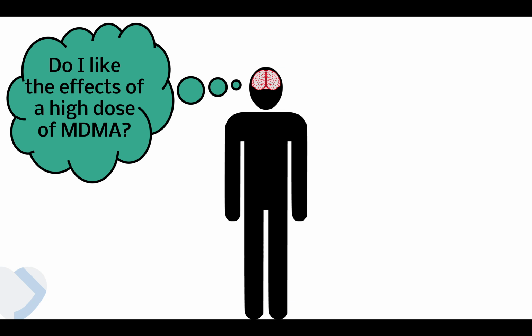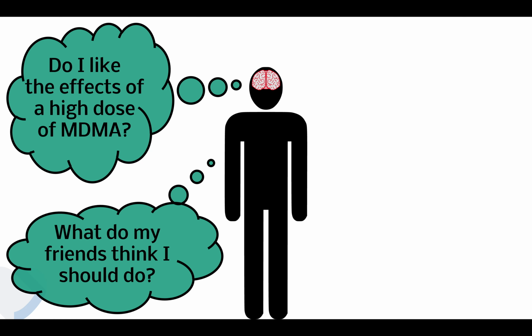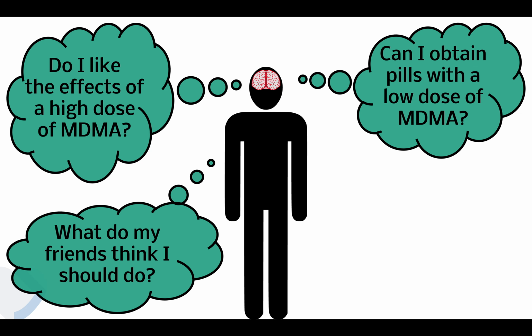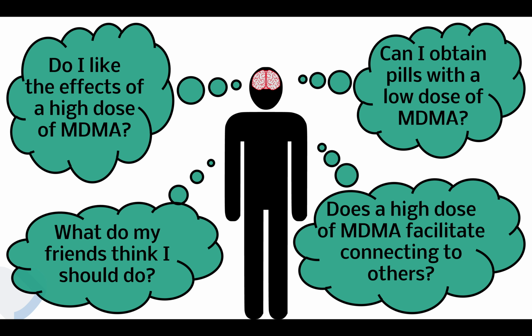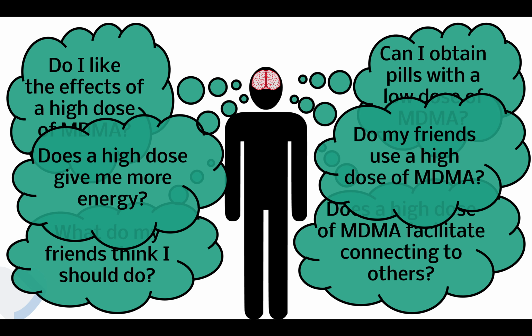The problem here is that if you talk to people about why they do what they do, they usually don't say, this is the method you need to use. They usually say things like this. If you take the example again from my research about highly dosed MDMA, so the strong ecstasy pills, they think about whether they like the effects of strong ecstasy pills, they think about what their friends think they should do, whether they can even obtain pills with a low dose, whether a high dose facilitates connecting to others, whether a high dose gives them more energy, what they think their friends do, which is of course not always what their friends do, because nobody knows what their friends do, really. You just have a representation of what they do.